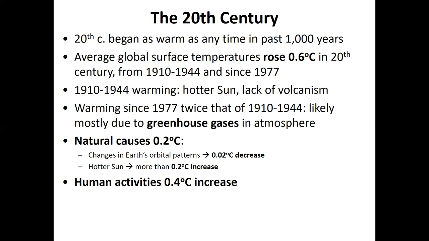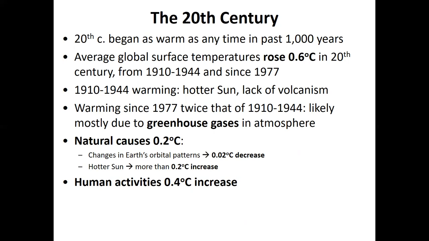Average global surface temperatures rose 0.6 degrees centigrade in the 20th century, from 1910 to 1944, and since 1977. In 1910 to 1944, the warming started due to a hotter sun and a lack of volcanism, and warming since 1977 has been twice that which occurred between 1910 and 1944. And that accelerated warming is likely due to the greenhouse gases in the atmosphere.